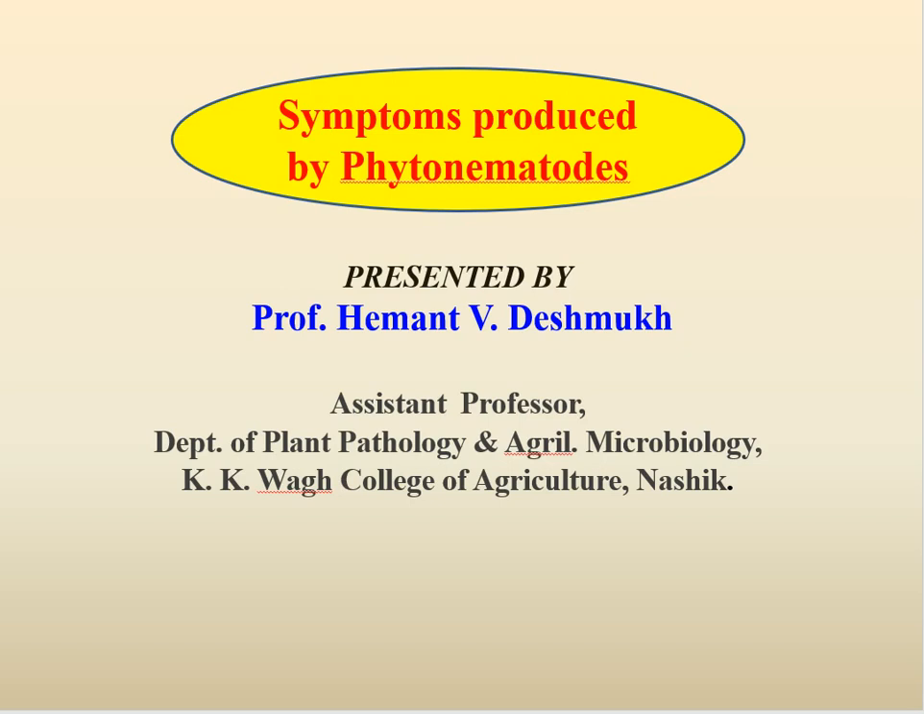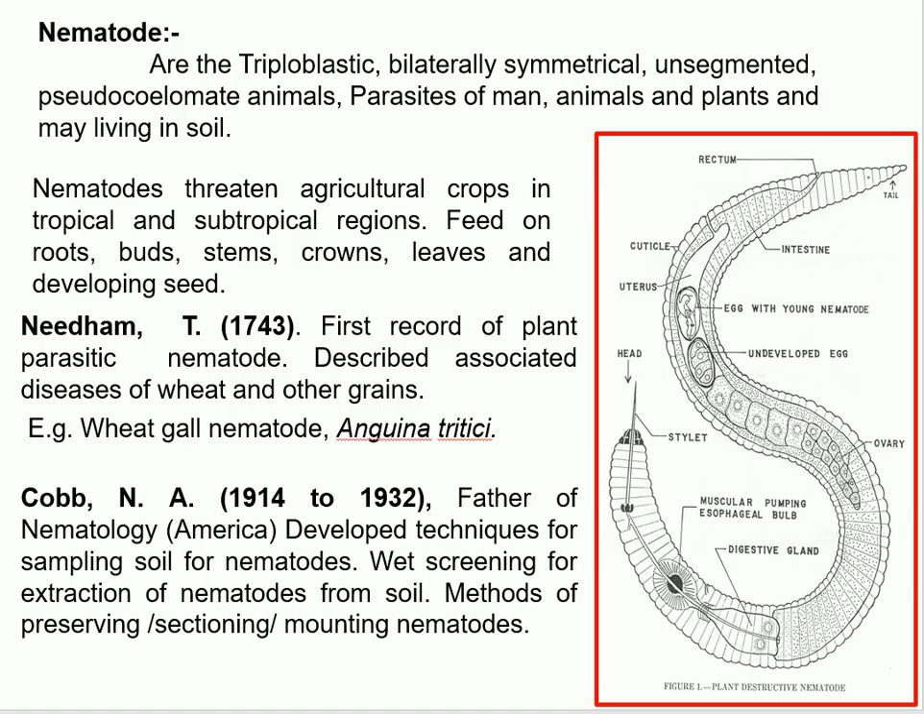Today we will see the symptoms produced by phytonematodes. Let us see first, nematode. Nematodes are triploblastic, bilaterally symmetrical, unsegmented, pseudocoelomate animals, parasites of man, animals, and plants, and may live in soil.